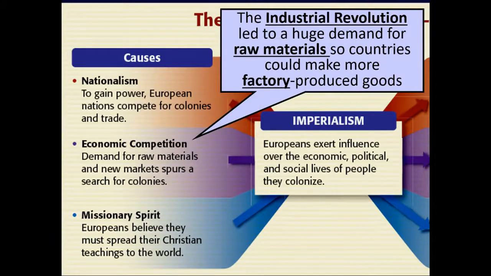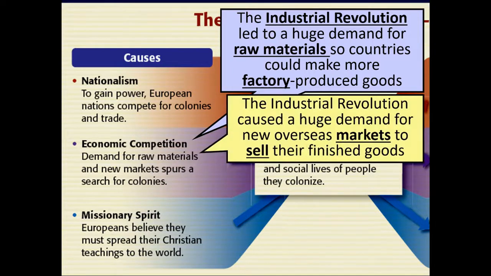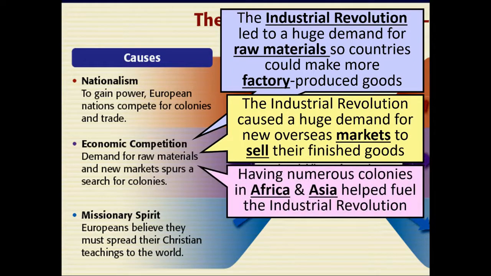The Industrial Revolution led to a huge demand for raw materials, so countries could make more factory-produced goods. It also caused a huge demand for new overseas markets to sell their finished goods. Having numerous colonies in Africa and Asia helped fuel the Industrial Revolution.